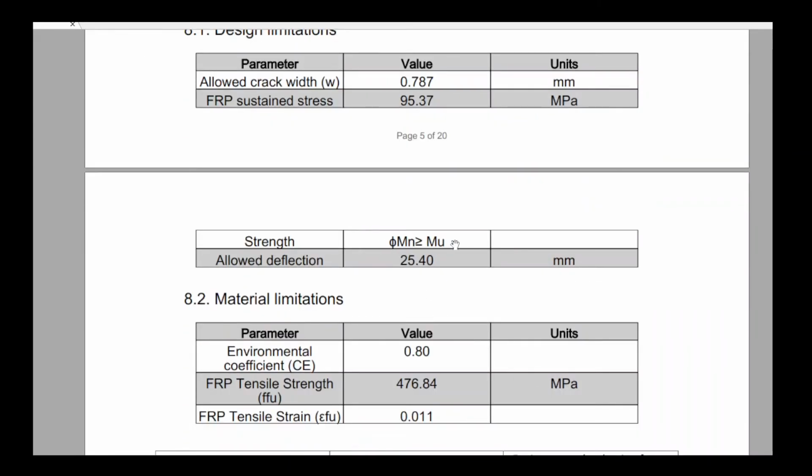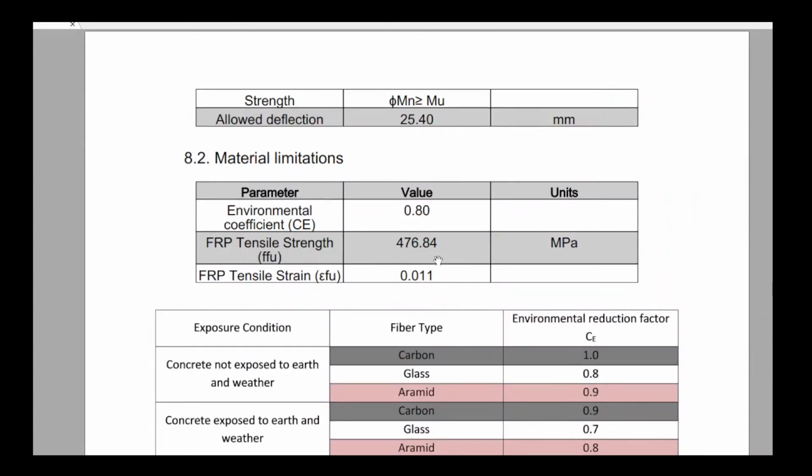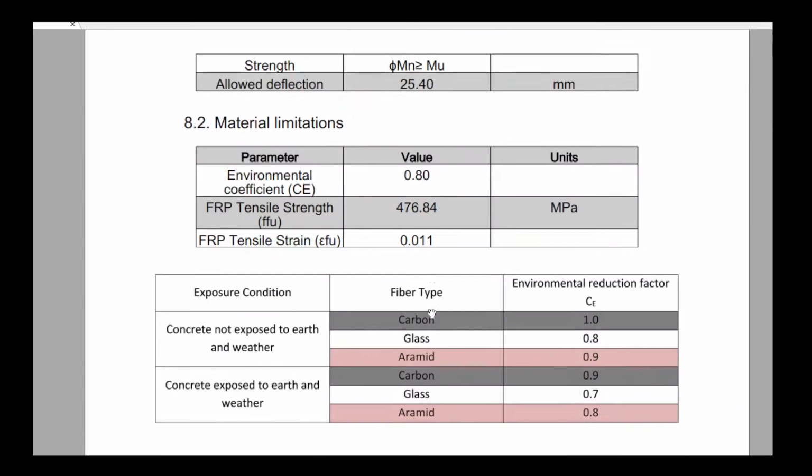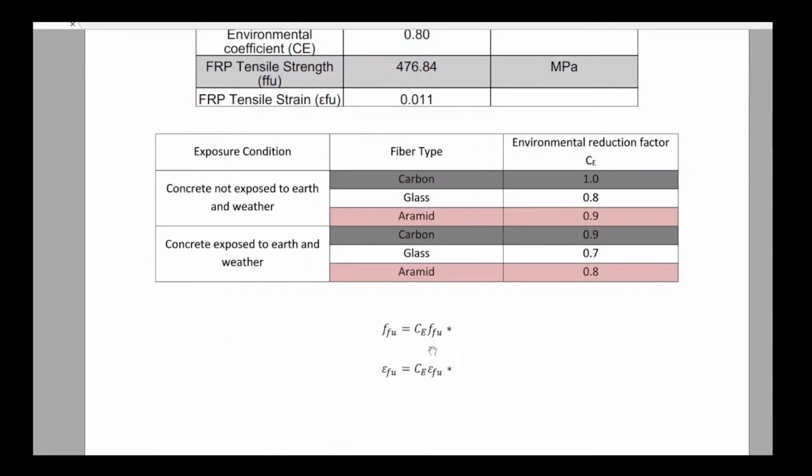We have to fulfill the requirement for strength, and we should not exceed an allowed deflection of 25.4. For our material limitation, since we used glass with interior exposure, we have an environmental coefficient of 0.8. This reduced our tensile strength to 476.8 and our epsilon FU to 0.011. These are the values we are going to use in our design, using these two equations, CE times the ultimate for the strain and for the stress.